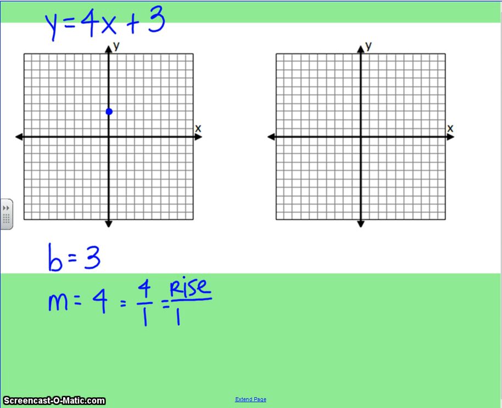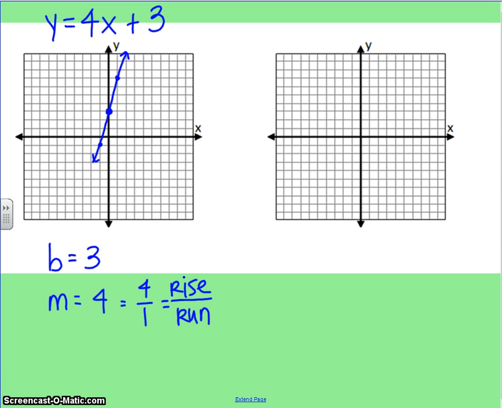So since we have rise over run, we will start at b, our beginning point, at 3, and we will simply go up 4 and 1 to the right. Now, if we want to go the other direction, from 3, we are going to go down 4 and 1 to the left, because we want our points to all still line up in a straight line. So then we can connect our points, and we've graphed our line.